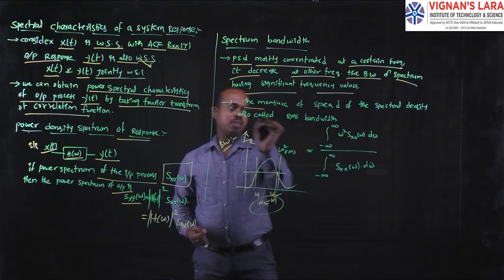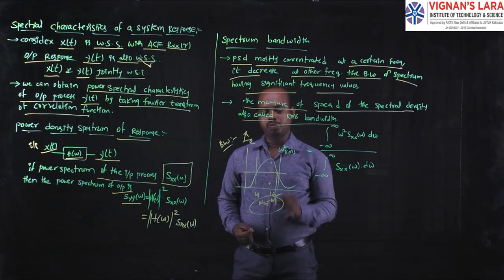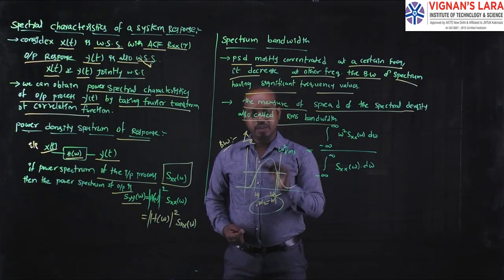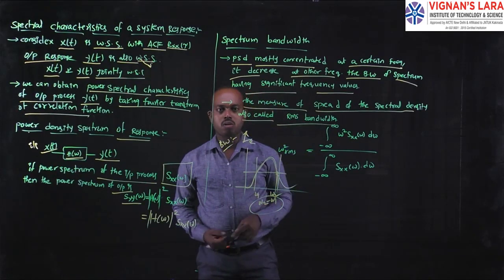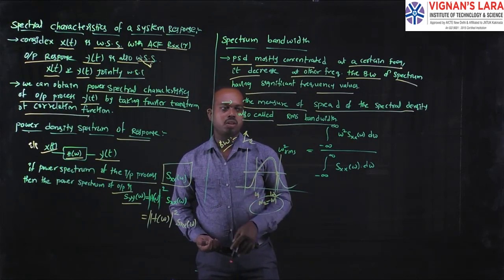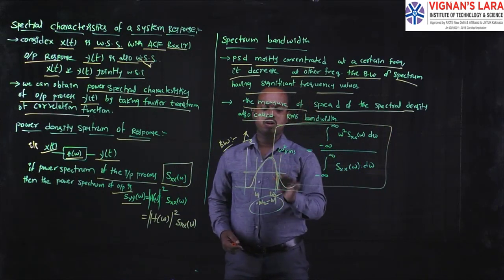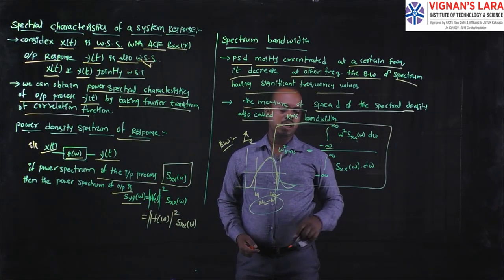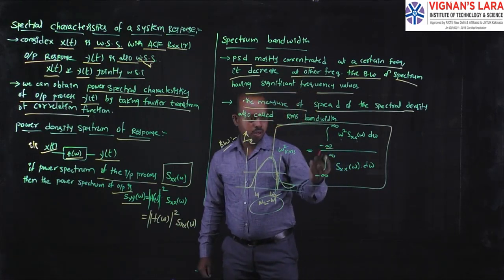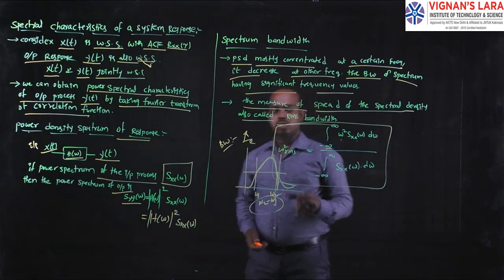In other words, it is the measure of spread of the spectral density, also called RMS bandwidth. Here, how much spreading there is in the spectral density, you can call the bandwidth. Otherwise, you can call it the RMS bandwidth. We define it as W square RMS equal to the integral from minus infinity to plus infinity of omega square S xx of omega d omega, divided by the integral from minus infinity to plus infinity of S xx of omega d omega. This is the formula to obtain the spectrum bandwidth.